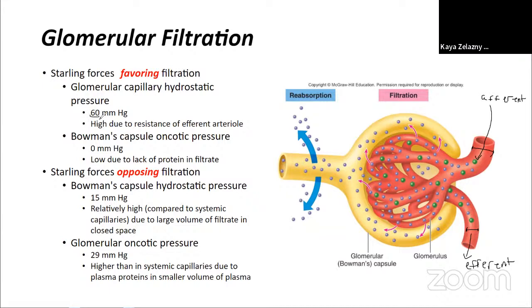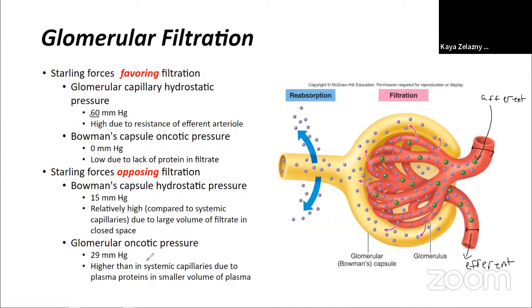Our other theoretical pressure for filtration would be the Bowman's capsule oncotic pressure, but we shouldn't have proteins in our filtrate, so this should be 0-ish. Opposing filtration, we do have some fluid in Bowman's capsule. This is because we have moved some water into the capsule. So if we were comparing it to the number in the systemic capillaries, it is a bit higher, but it's not nearly as high as the pressure in the glomerular capillaries.